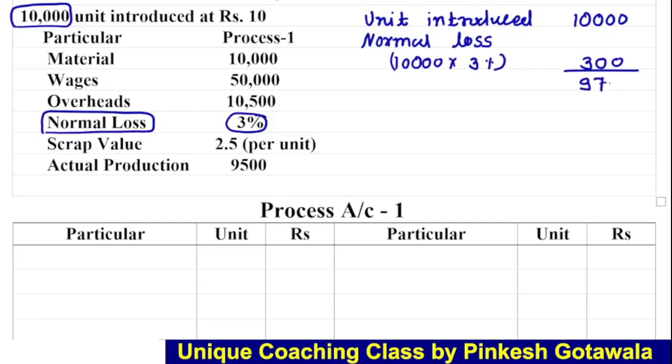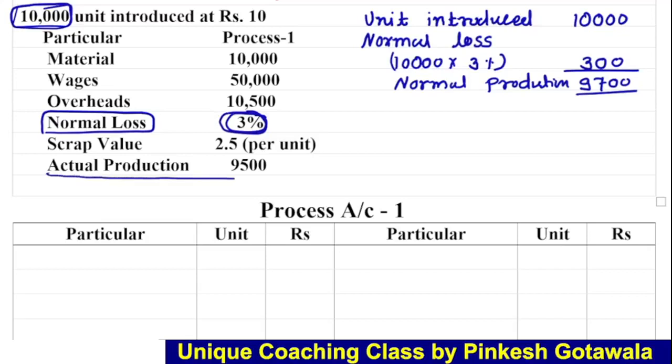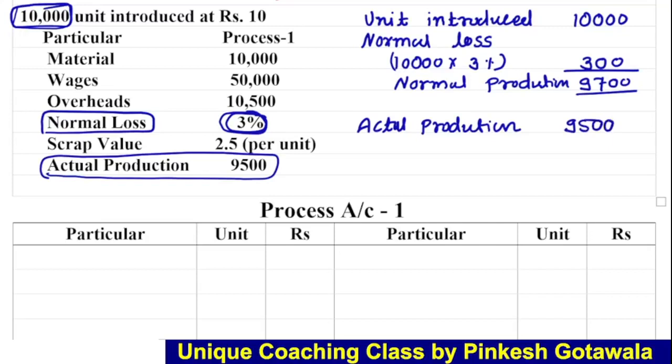So normally how much production should we get? So normally we must get 9,700 production. Okay, so normally આપણે આટલું production મળવું જોઈએ. 10,000 unit introduce કર્યા છે, 3% normal loss છે. So as per that calculation, we must get normal production 9,700. But in the question they give actual production also. Okay, how much actual production is given? So actual production is 9,500. Okay, actual production કેટલું આવ્યું, 9,500 we get actual production.